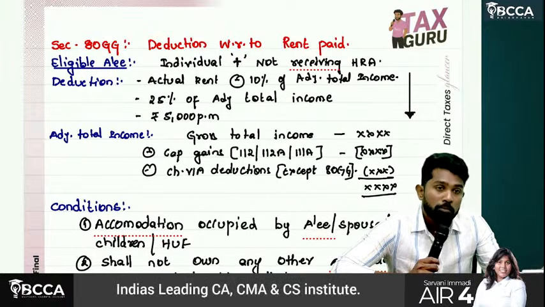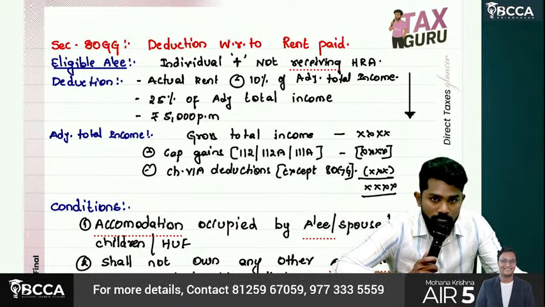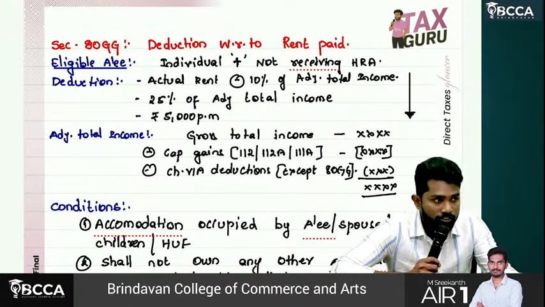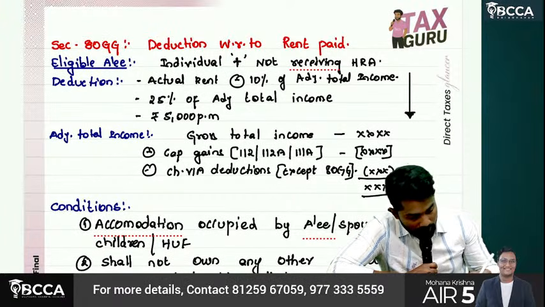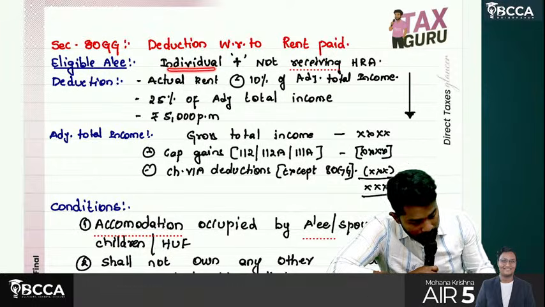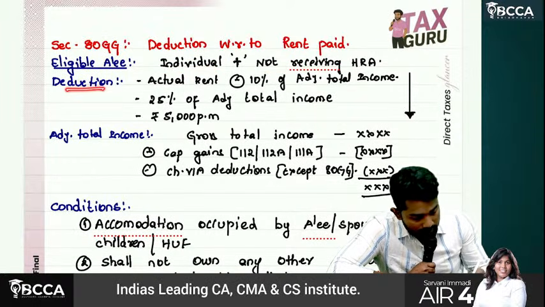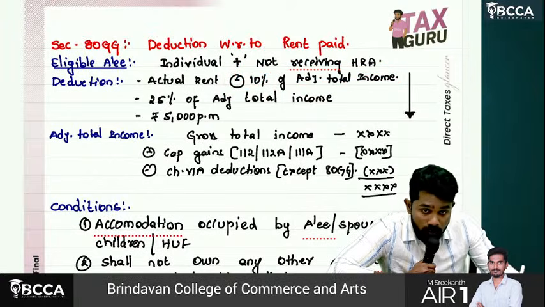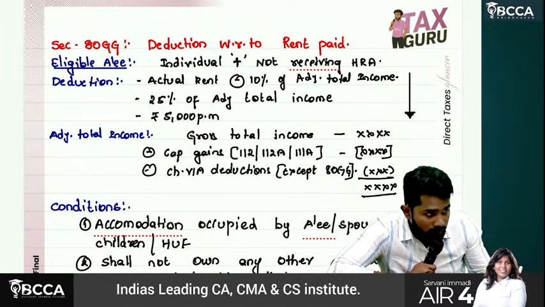Then for self-employed, there is no such kind of exemption available. So to provide certain benefit even for self-employed, there is a section called 80GG. So what is this one, sir? Individual not receiving HRA. Deduction is actual rent minus 10% of adjusted total income, or 25% of adjusted total income.